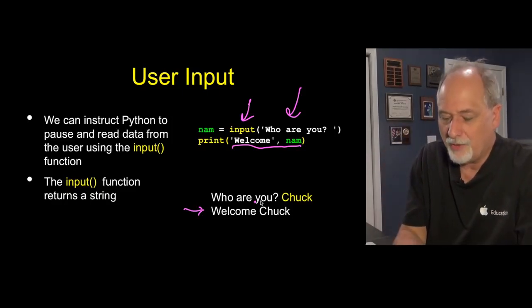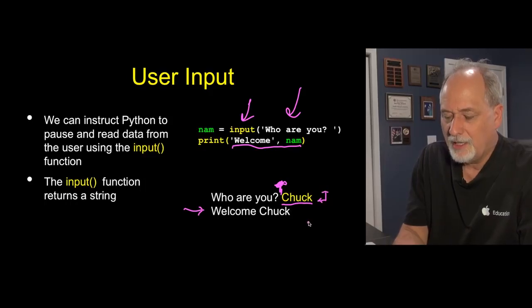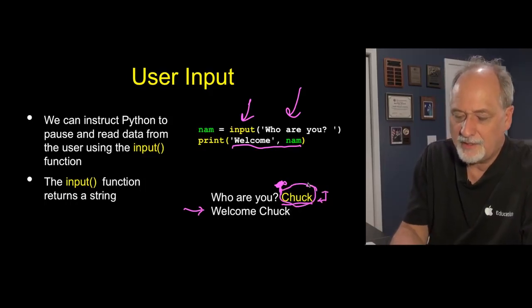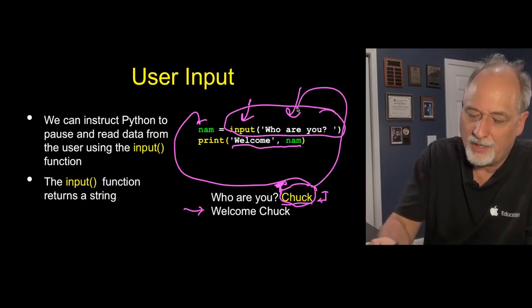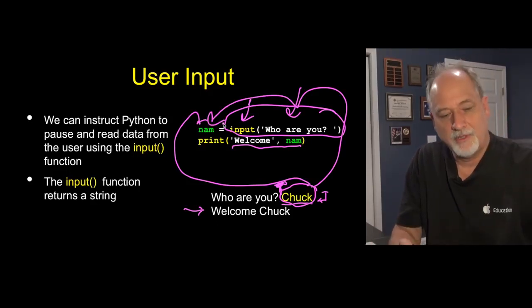So it says, who are you? And then right here it just sits, waiting for us to type something. So we type Chuck and then hit the enter key. We hit the enter key, and then this text ends up in this variable. So this is an assignment statement: Chuck, the result of the input call, gets copied into the nam variable.